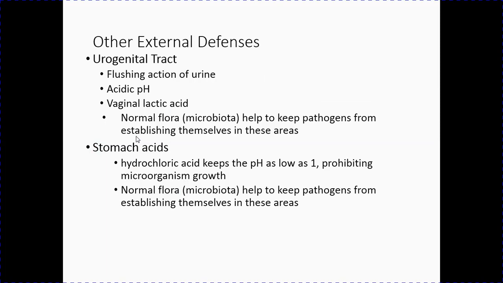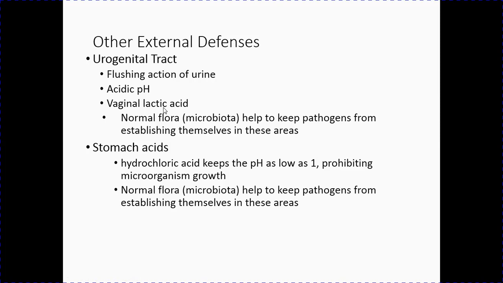A couple of the other organ systems that we've discussed before and will continue to discuss because they are great external defenses are the urogenital tract and, in a continuation of looking at the processes that we just talked about with the respiratory tract, the stomach acids. So if we talk first about the urogenital tract, we talked about this last week, that some of these actions are designed to keep microbes from colonizing.